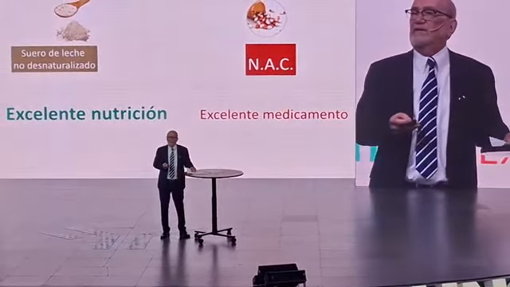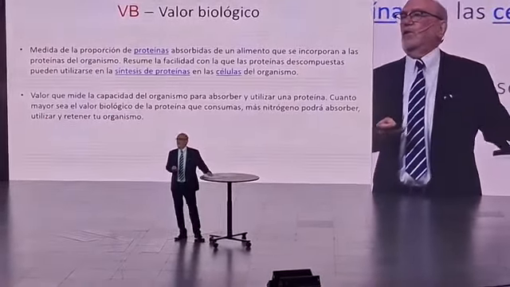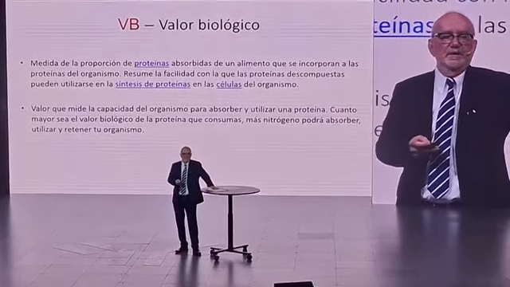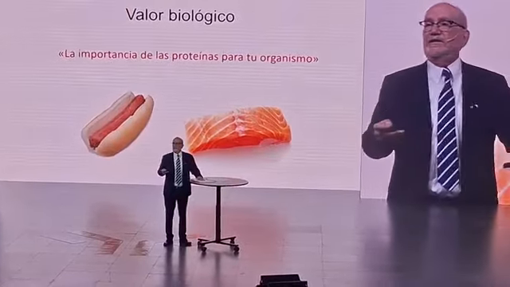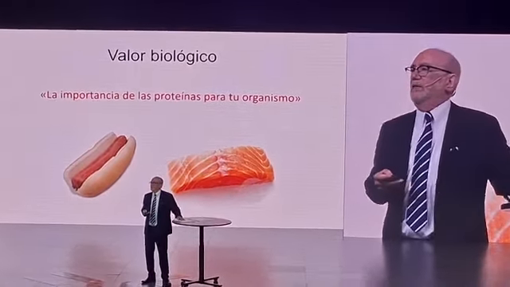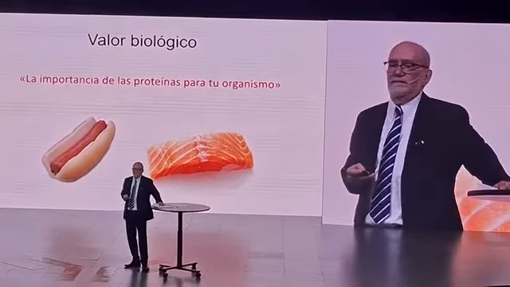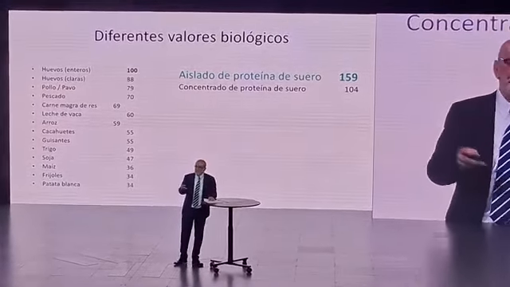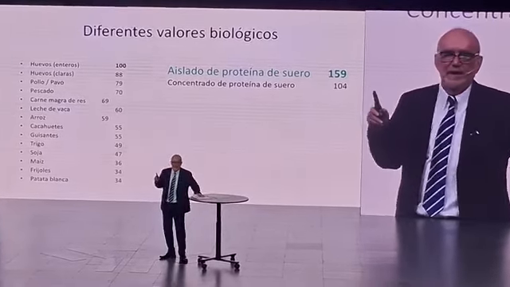So when we talk about excellent nutrition, what are we talking about? We're talking about what we call a BV, or biological value. A biological value is a reflection of how important the protein is to your body. Clearly, not all proteins are the same. You're going to get much more out of a piece of nice, fresh salmon than you will out of a hot dog. And if we look at biological values of different proteins, this is another thing that we forget to mention about Immunocal.